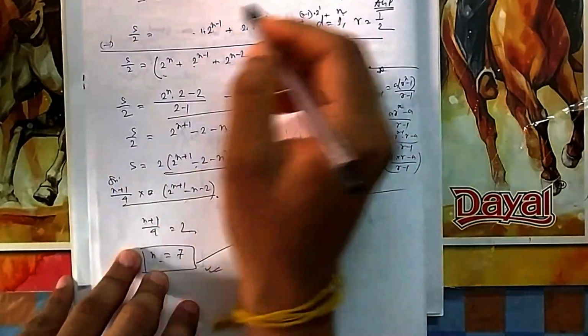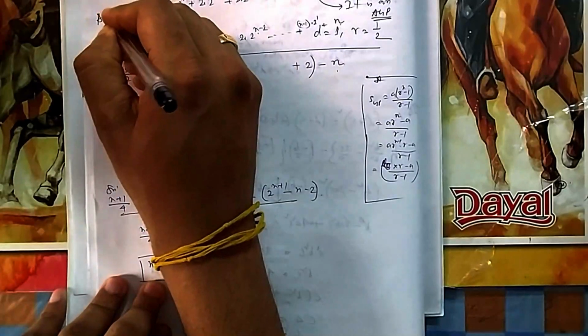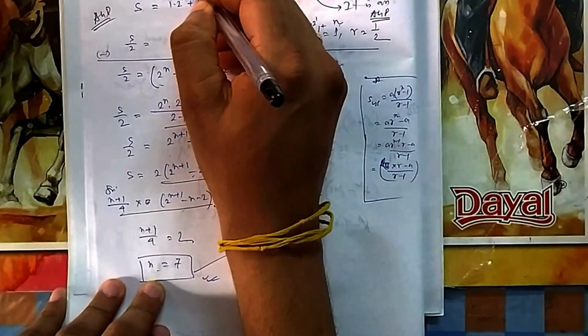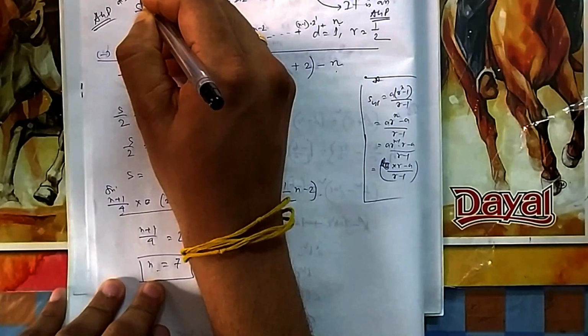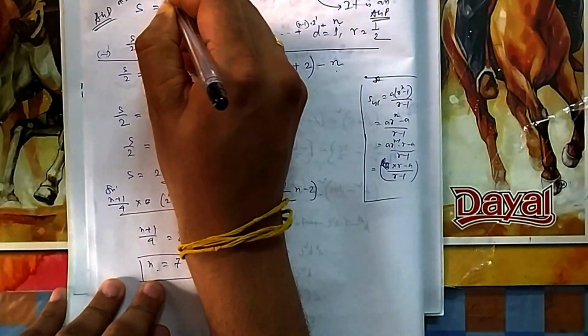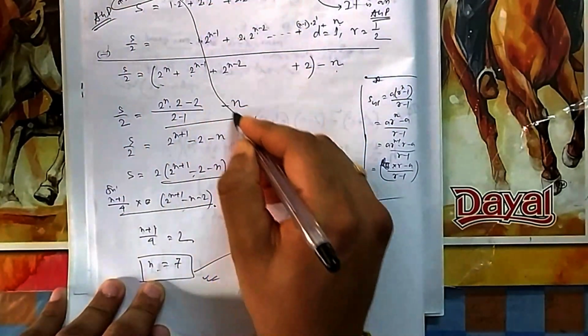No need to go this way. If you can remember the formula of AGP, you apply this AGP with A equal to 1, D equal to 1, R equal to half. You can directly come to this point.